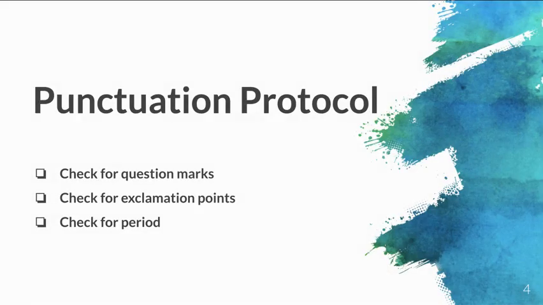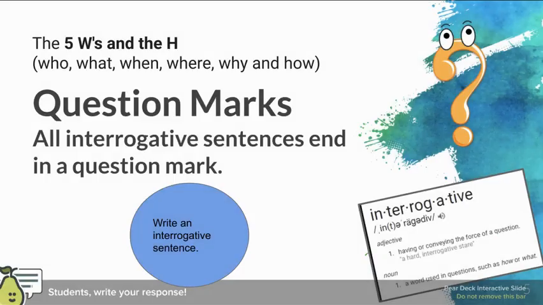So for punctuation protocol, we're going to check for all question marks, we're going to check for exclamation points, and we're going to check for periods. All these interrogative words, who, what, where, when, why, how, all of those scream, I need a question mark at the end. All interrogative sentences end in a question mark.